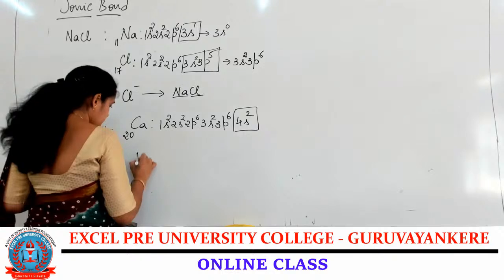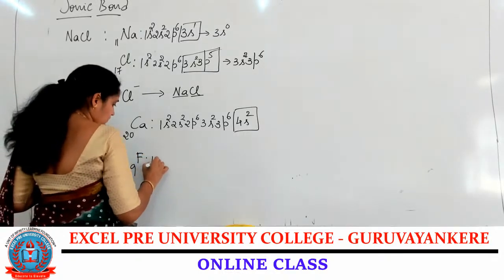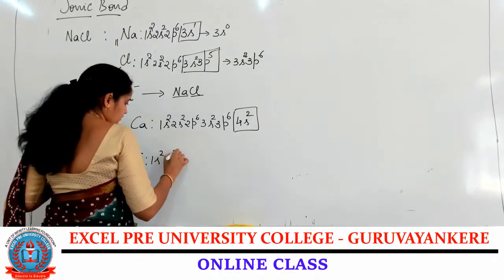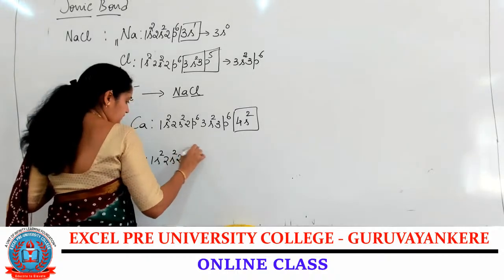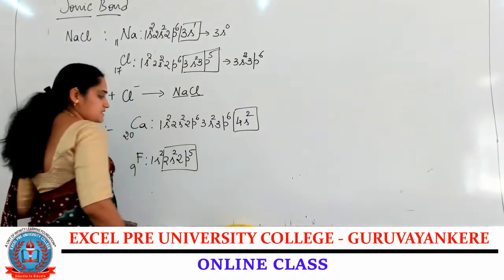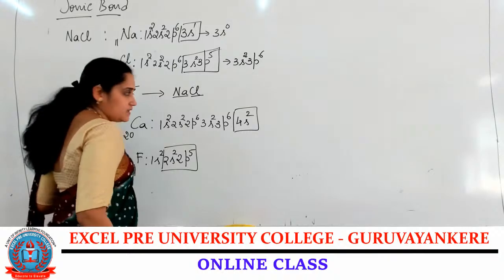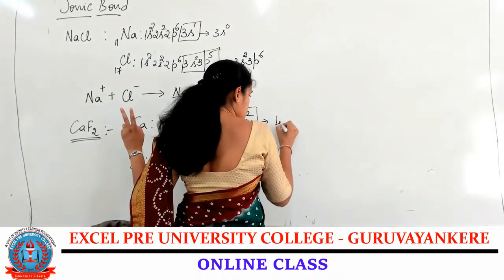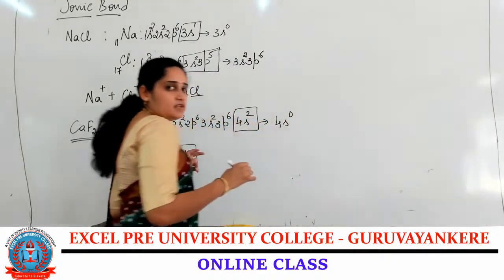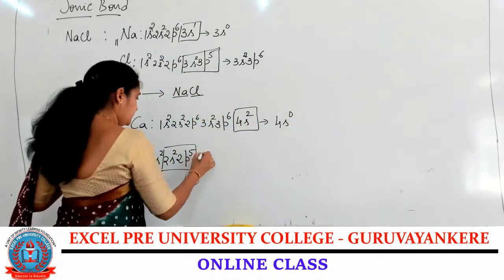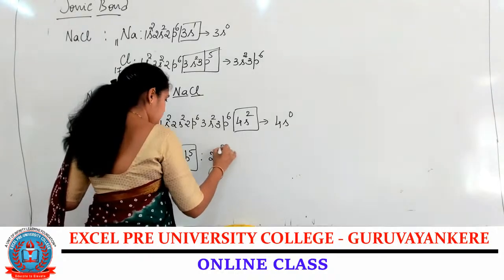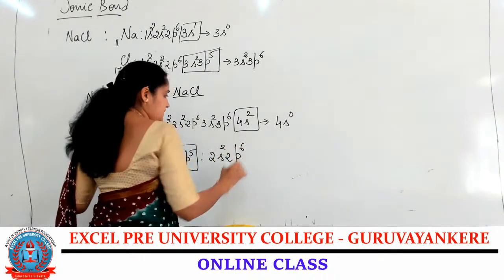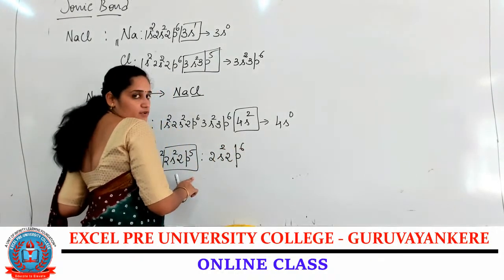And fluorine: 1s2, 2s2, 2p5. 2s2, 2p5 is considered as the valence shell, isn't it? When calcium loses the 2 electrons in its valence shell, it becomes 4s0 electronic configuration. If fluorine gains an electron, it becomes 2s2, 2p6. This is for one fluorine atom.